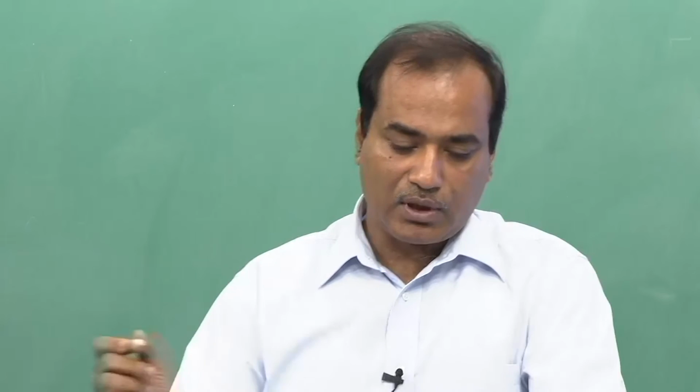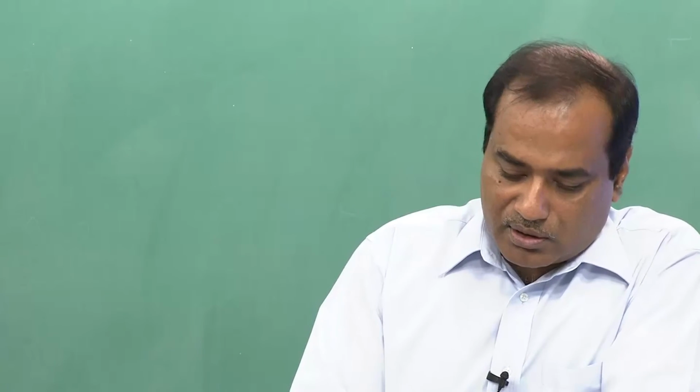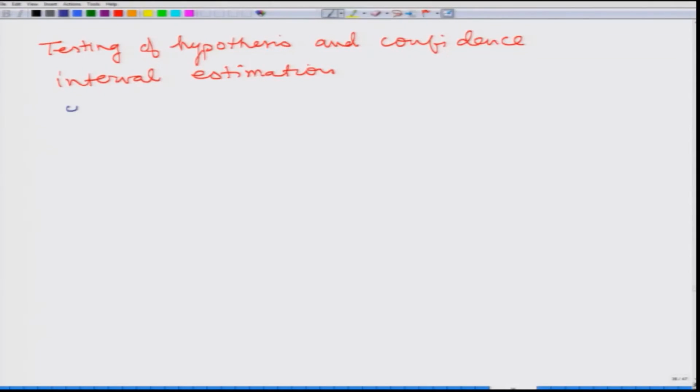Just for the sake of understanding, our model is y i equals beta 0 plus beta 1 x i plus epsilon i, and we have n observations. We assume here that epsilon i is normal with mean 0 and variance sigma square, and they are IIDs. They are identically and independently distributed.